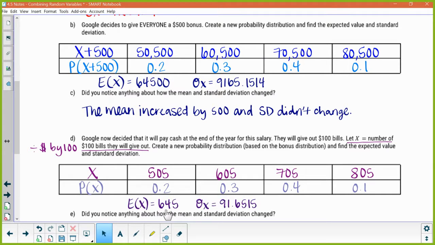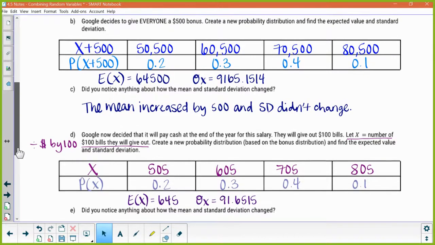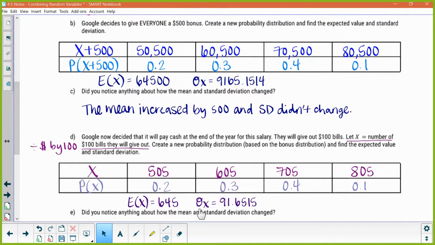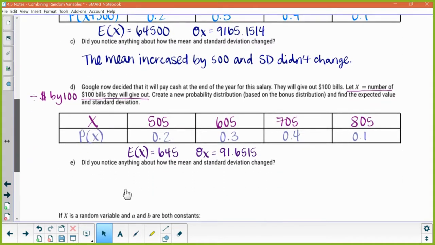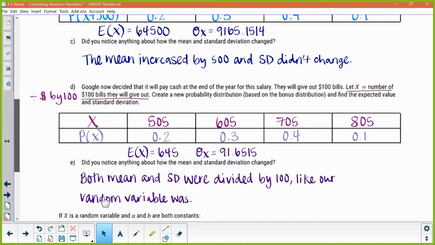I got 645 for my expected value and 91.6515 for my standard deviation. Now, what I'm noticing with this data compared to my original data, which was 64,500 and 9,165, is both the mean and the standard deviation were divided by 100, like our random variable was.